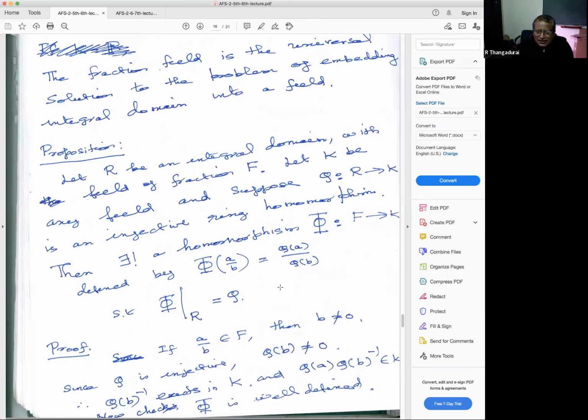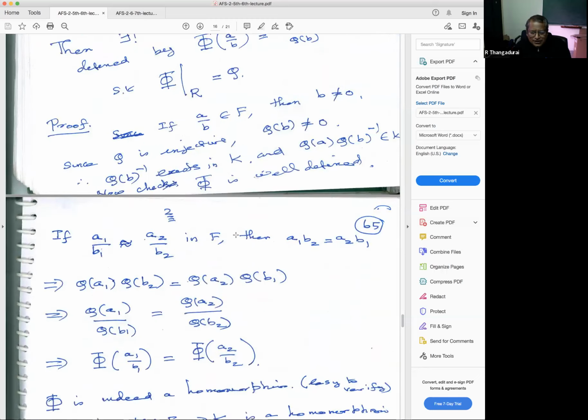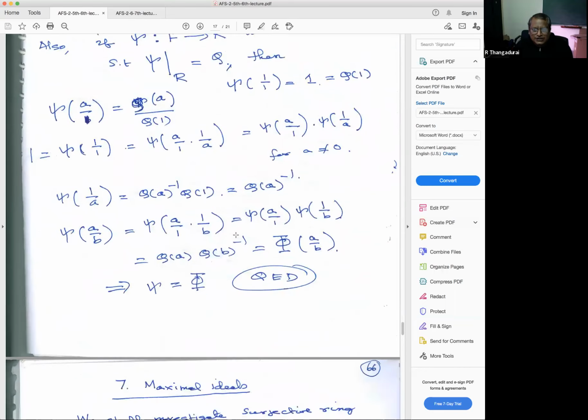So this also says that, suppose K is another field of fractions for R, and F is another field of fractions for R. If two fields of fractions are there, then they are isomorphic. By replacing the roles of F and K, you can get the isomorphism. That's what it says: it is unique up to isomorphism. So this is called the field of fractions.